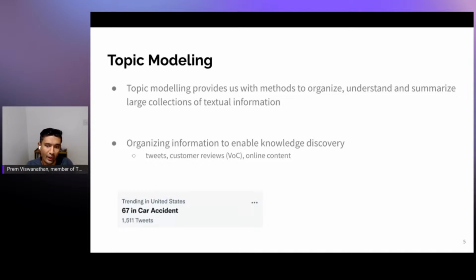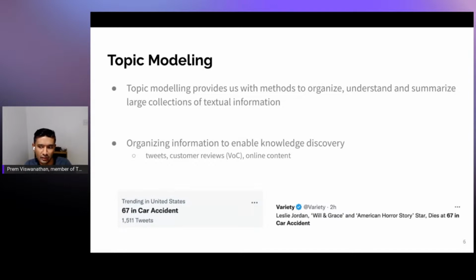And where this is helpful, it's around us on a daily basis. If you're a user of Twitter, a pretty popular platform these days, you would come across them in trending topics. So recently, I came across this trending topic, and it said 67 in car accident, and it was a little concerning, what happened? I realized there is a car accident, but what is 67 referring to?